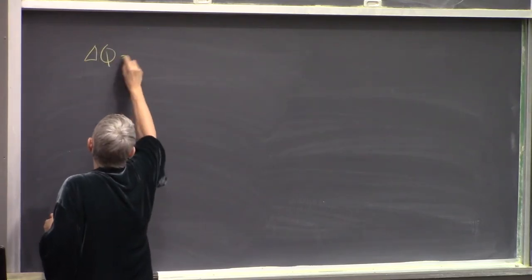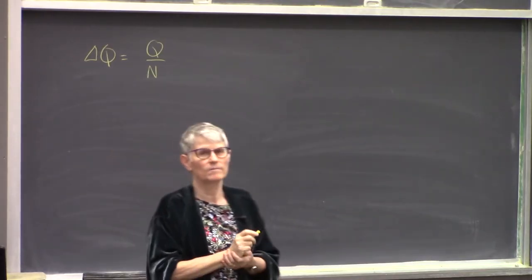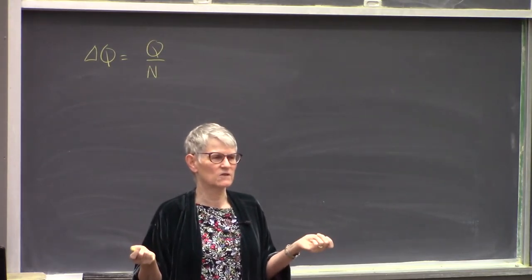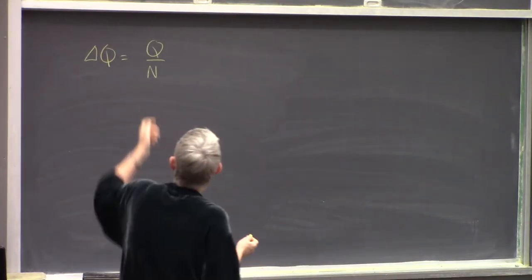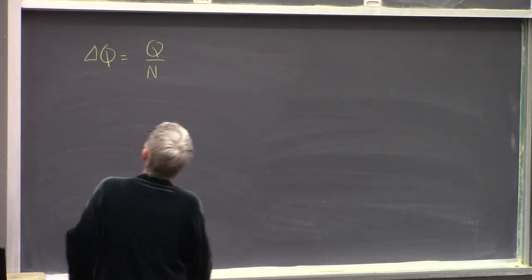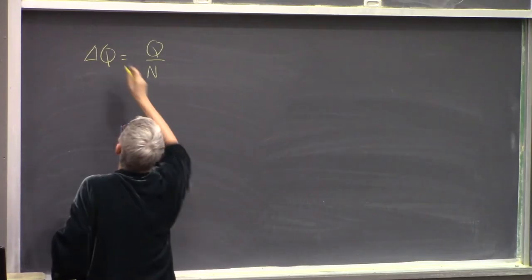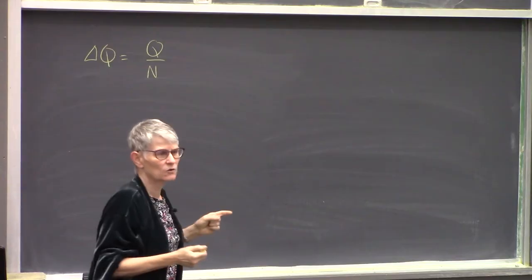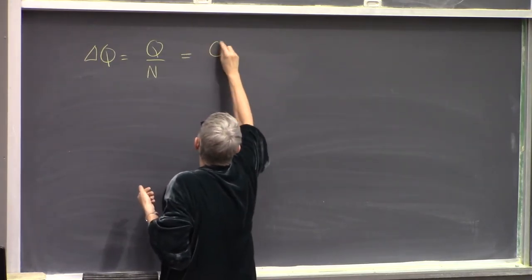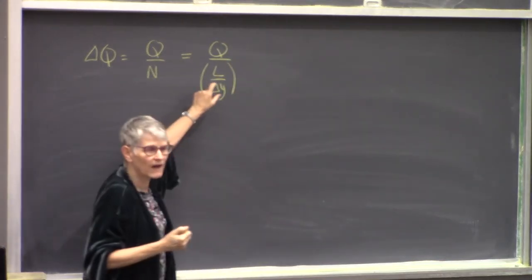So our delta Q is just the total charge divided by the number of pieces. Well, we have some arbitrary number of pieces. We don't quite know what it is, but the number of pieces is going to be L over delta Y, right? So that's Q divided by the length of the whole rod divided by the height of one of our pieces.